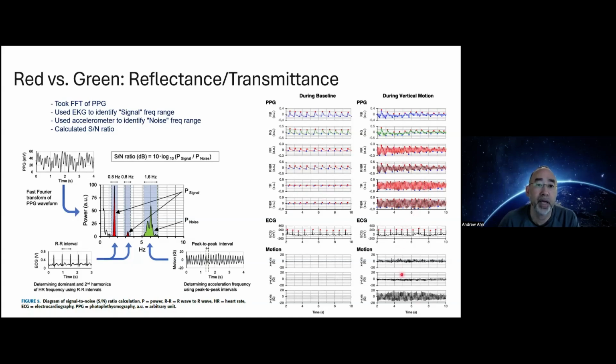And then the other thing is that during the motion, particularly in this case, I believe it's a vertical motion here, you could see that the signal that you get in the red and infrared, no matter whether it's the reflectance or transmit, is markedly diminished, or it has a lot of noise. Whereas in the green and blue signal, you could still demarcate the exact beat.